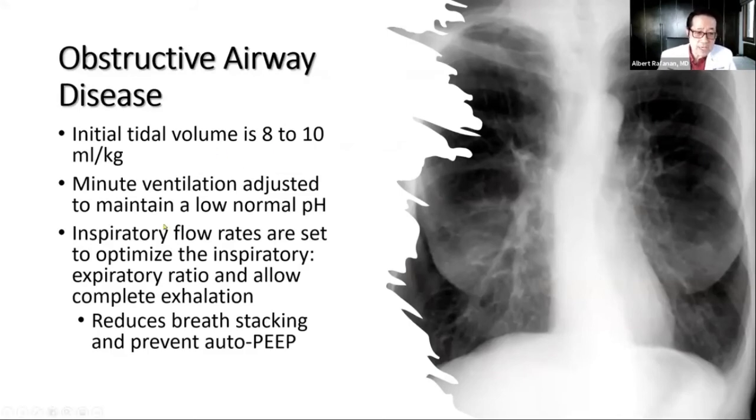Minute ventilation is adjusted to maintain a low normal pH. So shoot for pH again. Inspiratory flow rates are set to optimize the inspiratory expiratory ratio. You want a faster inspiratory flow because you want a longer exhalation time. So the faster the flow, the longer your exhalation. You want the patient to exhale all the air out. It allows reduced breath stacking and prevents auto-PEEP.